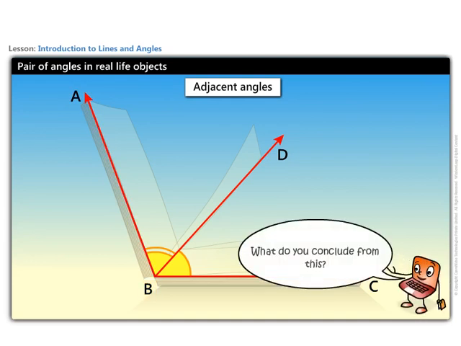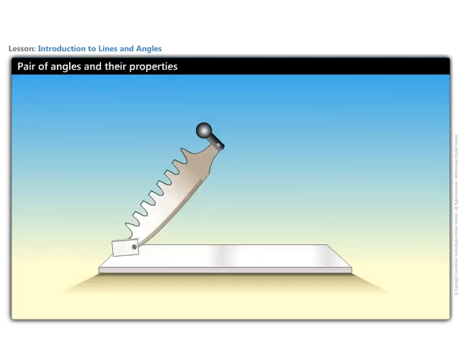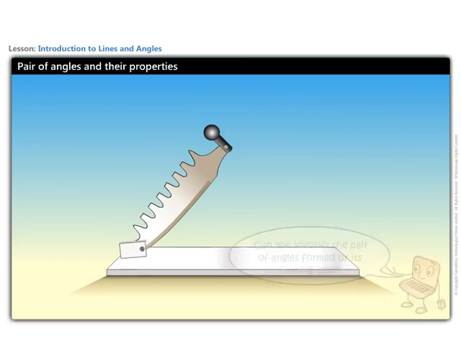What do you conclude from this? Two angles are adjacent if they have a common vertex, a common arm, and the non-common arms are on different sides of the common arm. Now, take a look at the vegetable chopping board. Can you identify the pair of angles formed by its cutting edge?